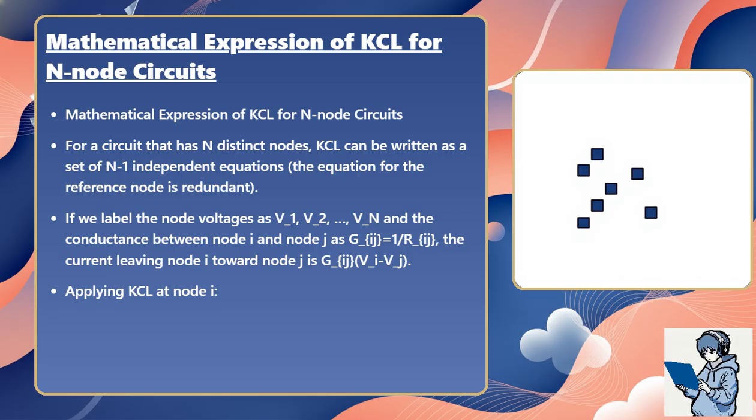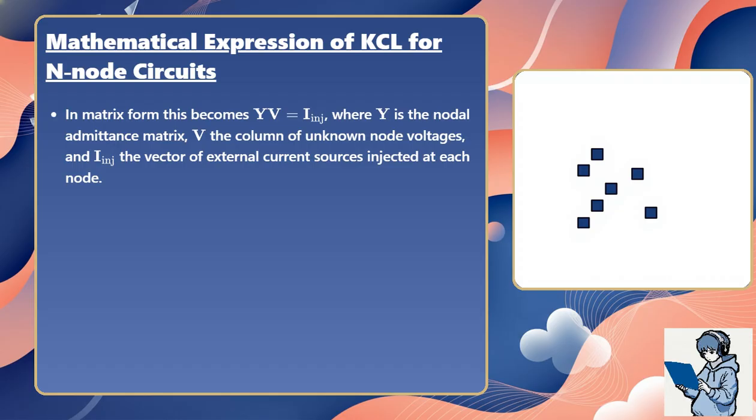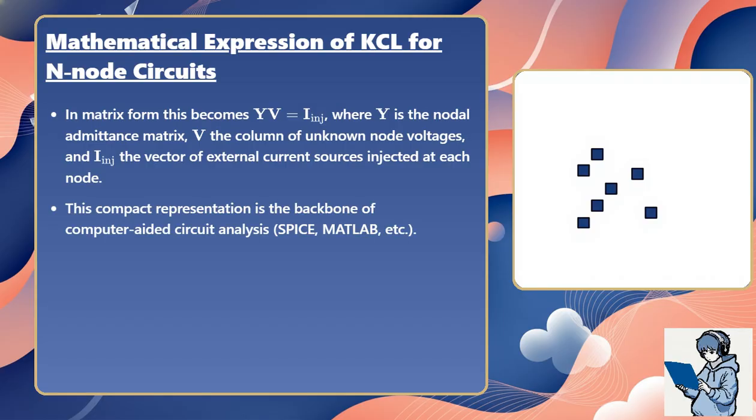Applying KCL at node i, the sum from j equals 1 to n of G sub ij times (Vi minus Vj) equals 0, for i equals 1, 2, up to n minus 1. In matrix form, this becomes YV equals I sub inj, where Y is the nodal admittance matrix, V the column of unknown node voltages, and I sub inj the vector of external current sources injected at each node. This compact representation is the backbone of computer-aided circuit analysis, SPICE, MATLAB, etc.